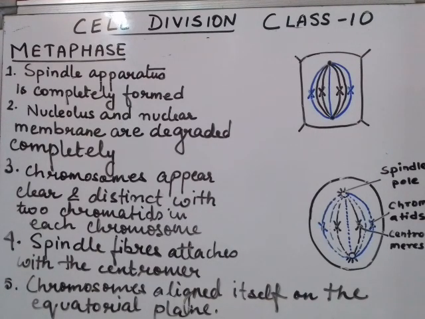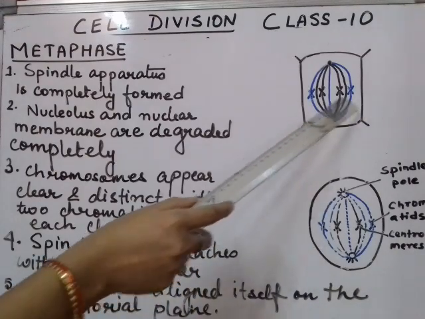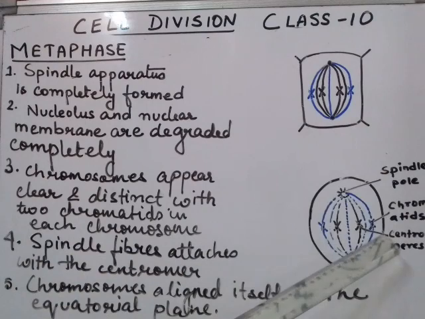So to keep the stage in mind, you have to remember that in metaphase the chromosomes align themselves on the equatorial plane, the equatorial region of the cell. So they have already come to the mid part of the cell, from where they are going to get separated. They are going to detach themselves, the two chromatids in the chromosome. Now they will be pulled towards the opposite poles in the next phase.